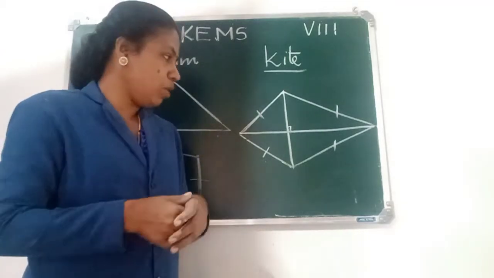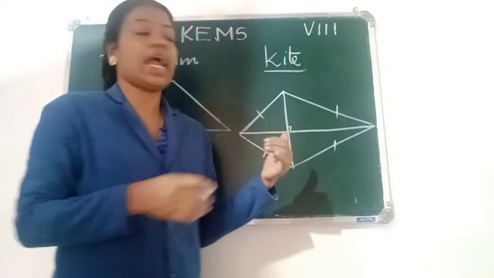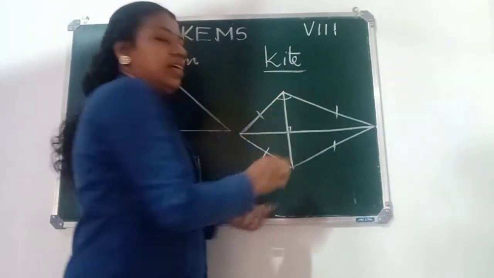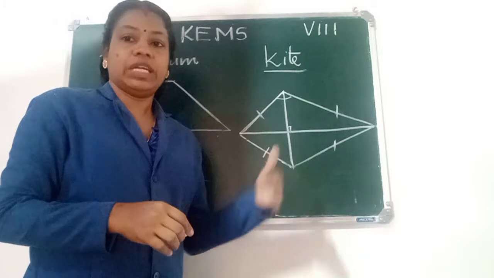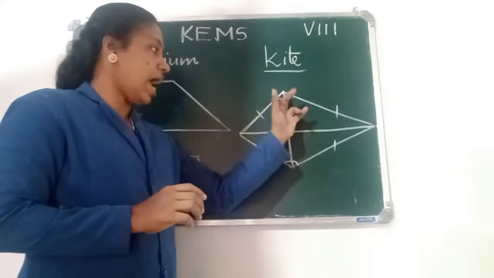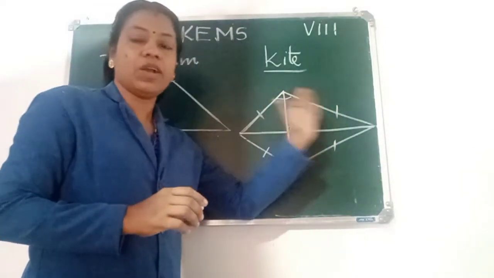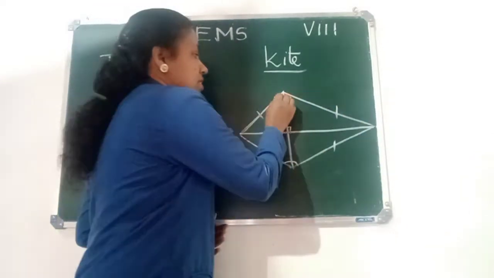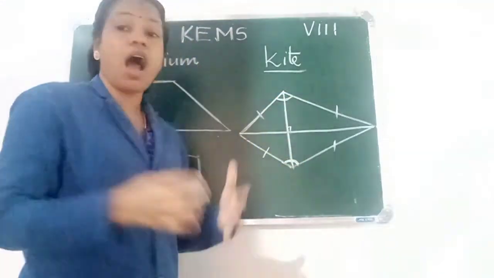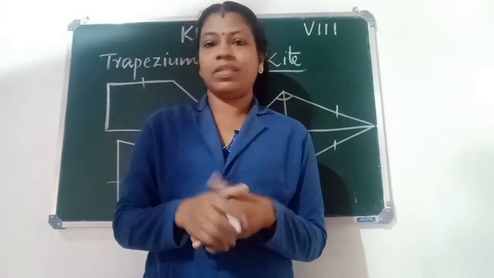Okay, and one more thing, in a kite, the angles between the two equal consecutive sides are equal. That means these two angles are equal. Okay, clear? That's a kite.